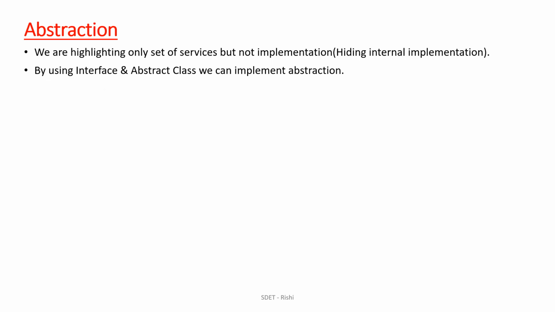So how do we achieve abstraction? By using the abstract keyword. We will discuss interface and abstract class in detail in another video. An interface gives 100% abstraction. In an abstract class, some methods can be abstract and some can be non-abstract. So if we are talking about partial implementation, we can go for an abstract class.